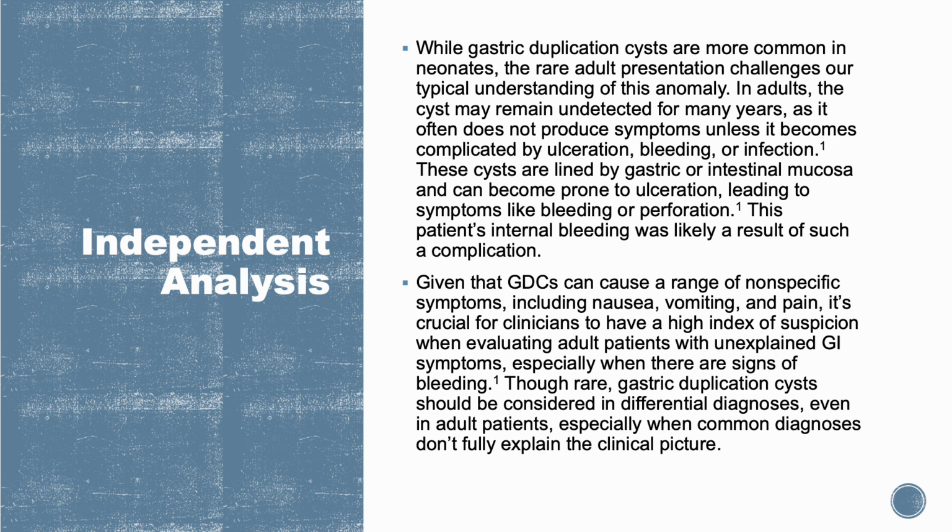Given that GDCs can cause a range of nonspecific symptoms, including nausea, vomiting, and pain, it's crucial for clinicians to have a high index of suspicion when evaluating adult patients with unexplained GI symptoms, especially when there are signs of bleeding. Though rare, gastric duplication cysts should be considered in differential diagnosis, even in adult patients, especially when common diagnoses don't fully explain the clinical picture. Delayed diagnosis and surgery can lead to complications including volvulus, intussusception, recurrent hemorrhage, and risk of malignant degeneration.